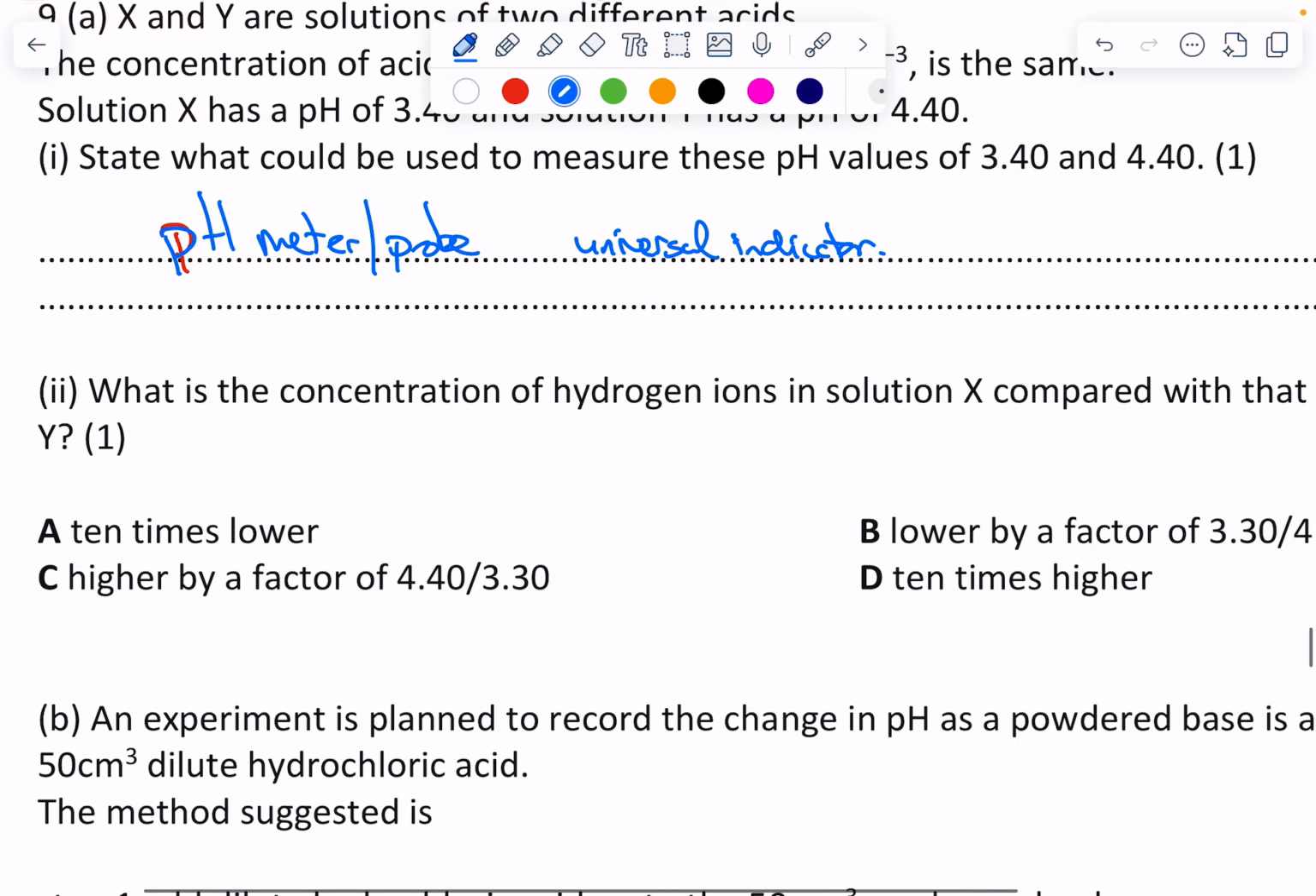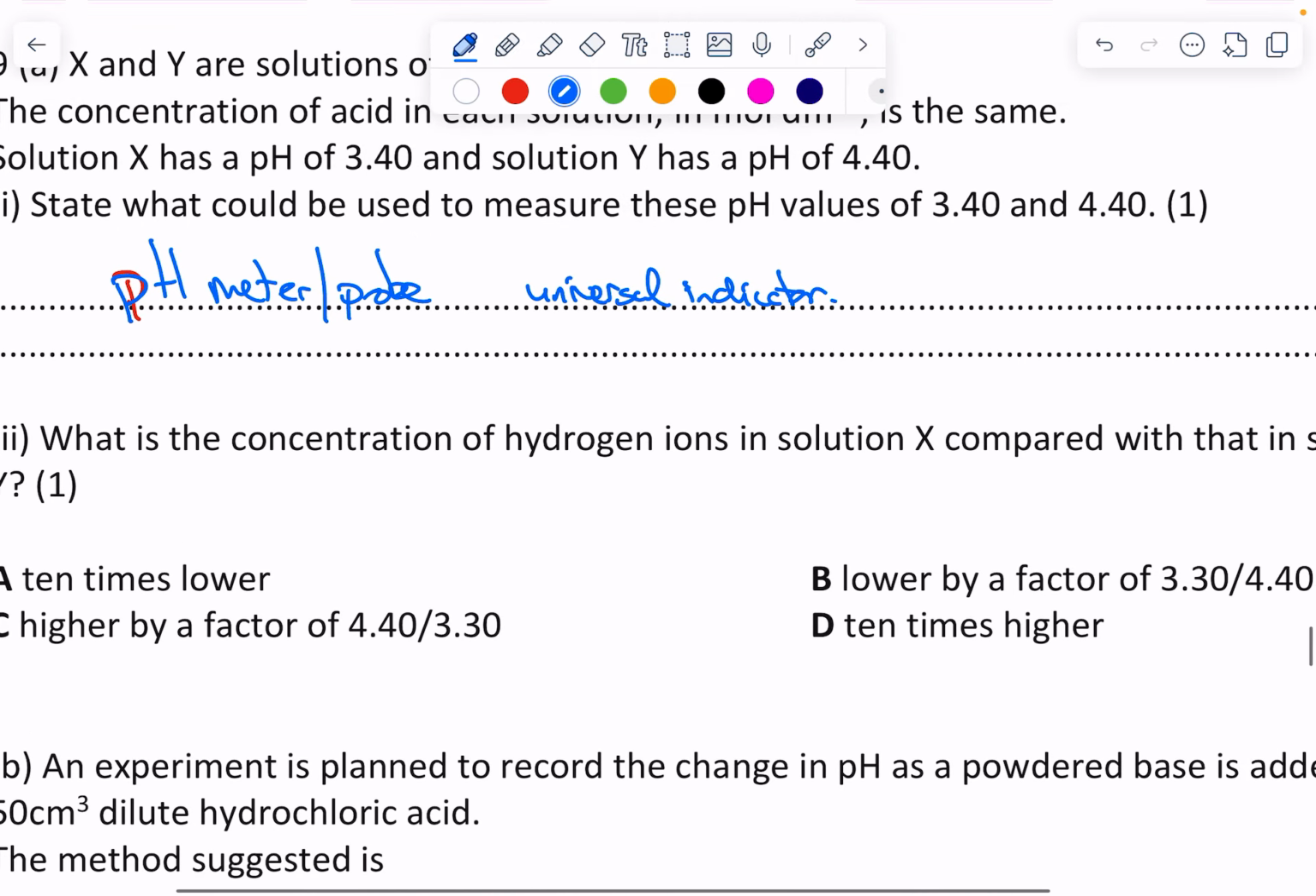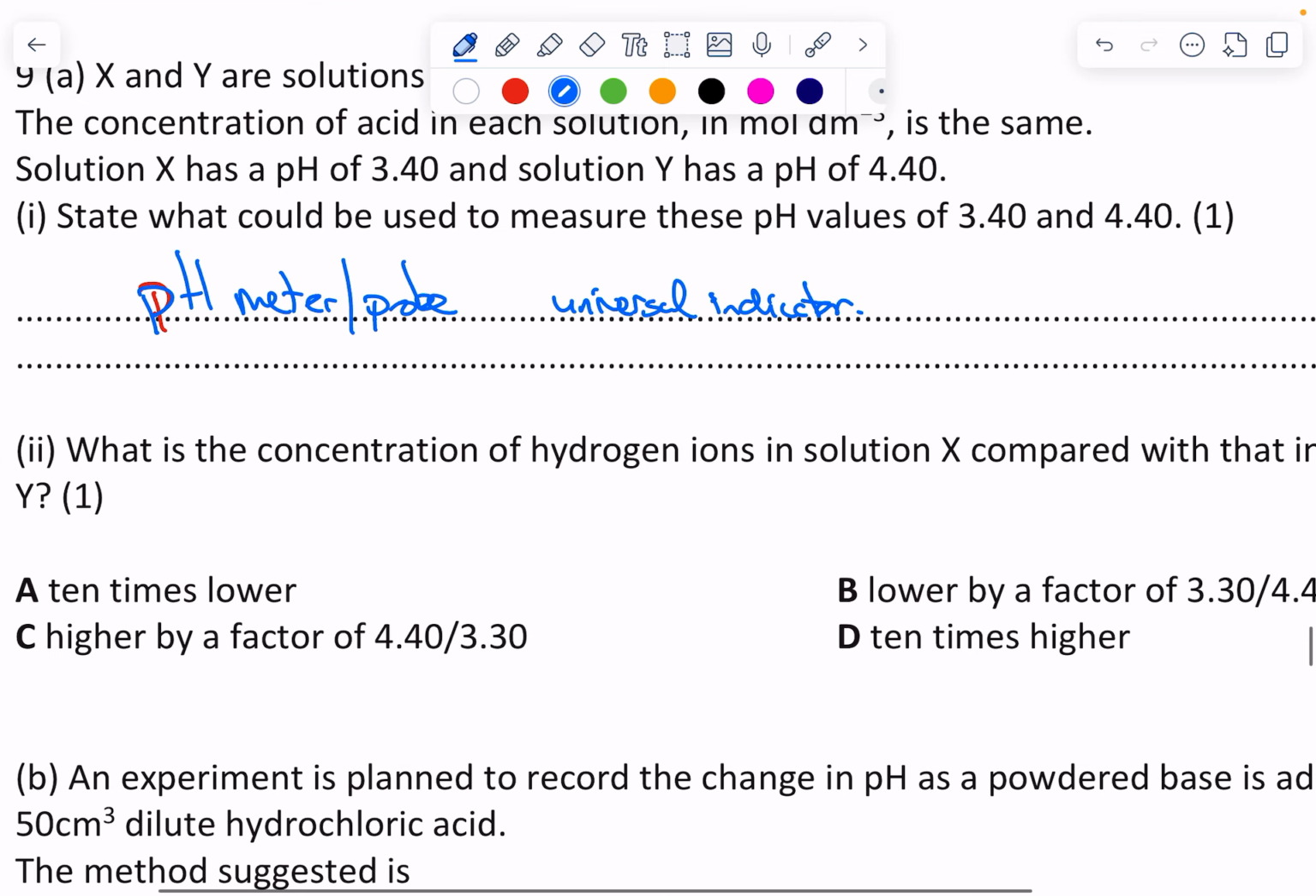Okay, what's the concentration of hydrogen ions in solution X compared to that of Y? So if we look here, how does X compare to Y? Well, Y has a change of pH of 1. Now, if you remember, when pH changes by 1, that means that the hydrogen ion concentration changes by 10 times.